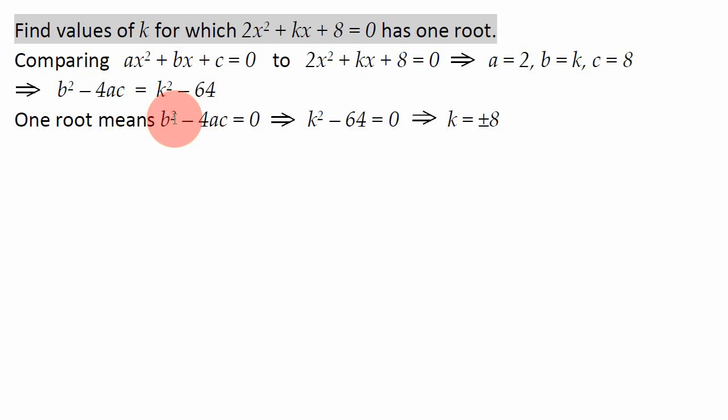Now, if you're wondering how I know that b squared minus 4ac is equal to 0, I explained that in a previous video to do with the discriminants. So watch that one.